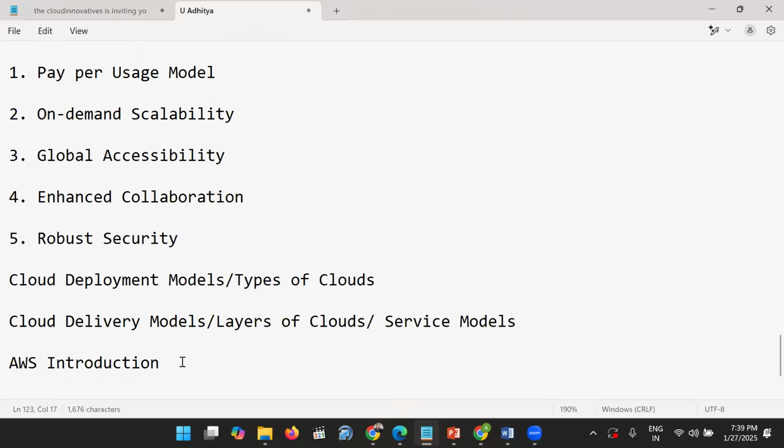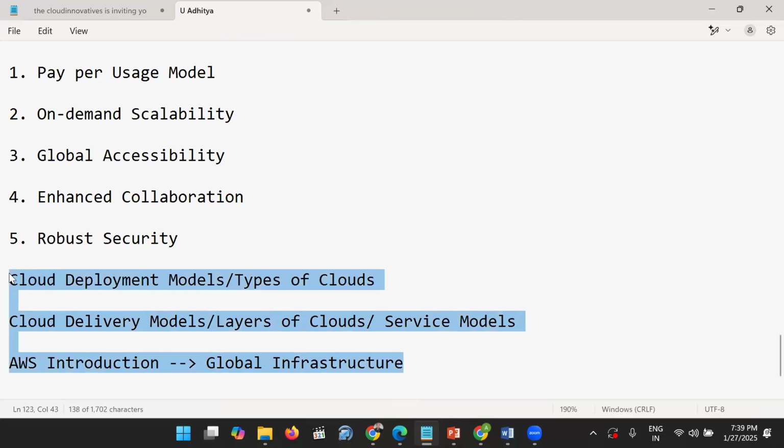In the AWS introduction, I can cover the global infrastructure. What are the data centers, what are the regions, what are the availability zones? I can cover the AWS global infrastructure. Those contents I have to cover in tomorrow's session. Any questions related to today's session?